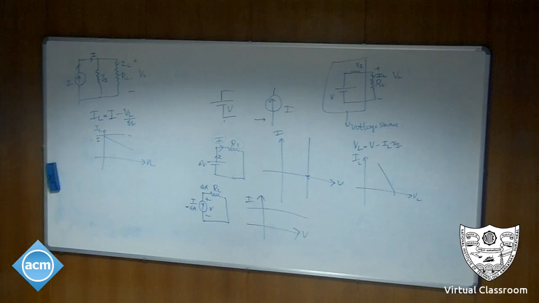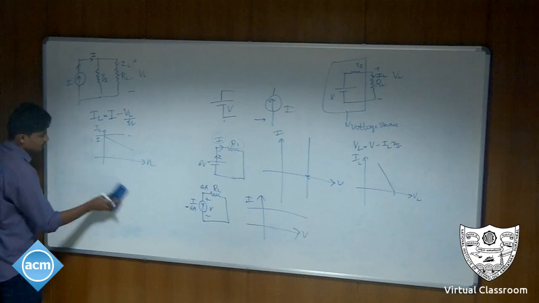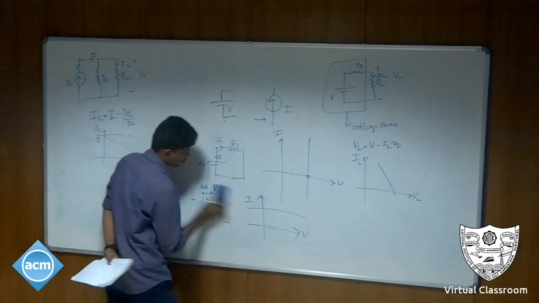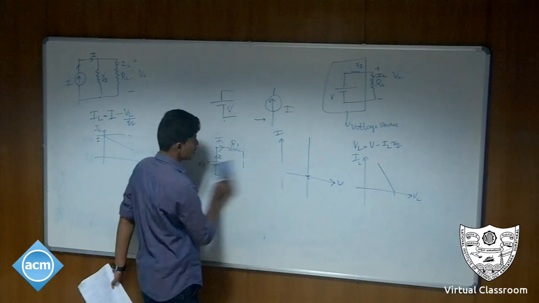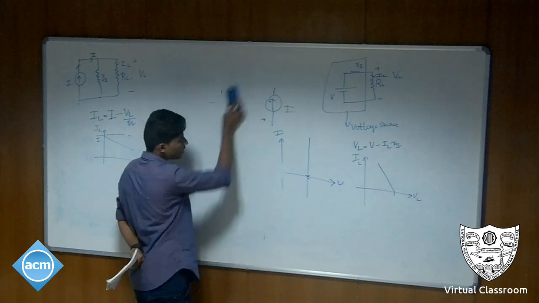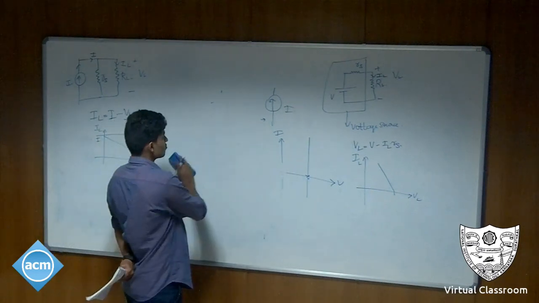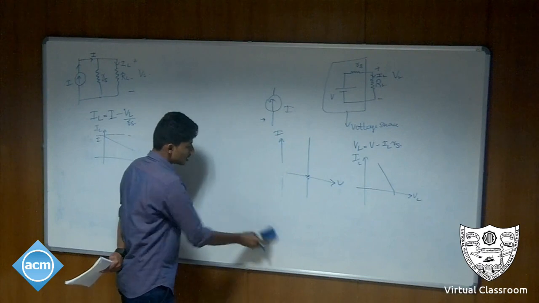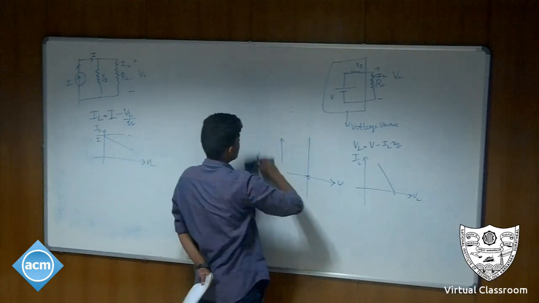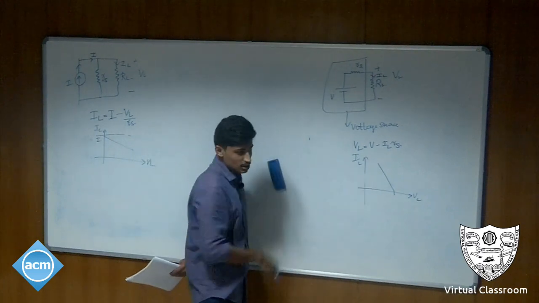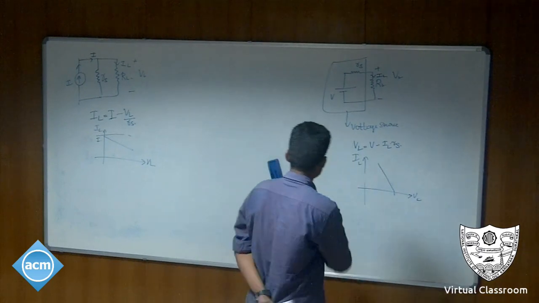This is your practical current source and that is your practical voltage source. Any doubts? So these are the basics of the components you're going to use in analog electronics, like power supplies and resistances. Capacitors and all we'll talk about later. Now let's look at how to solve circuits, like mesh analysis and all this stuff.